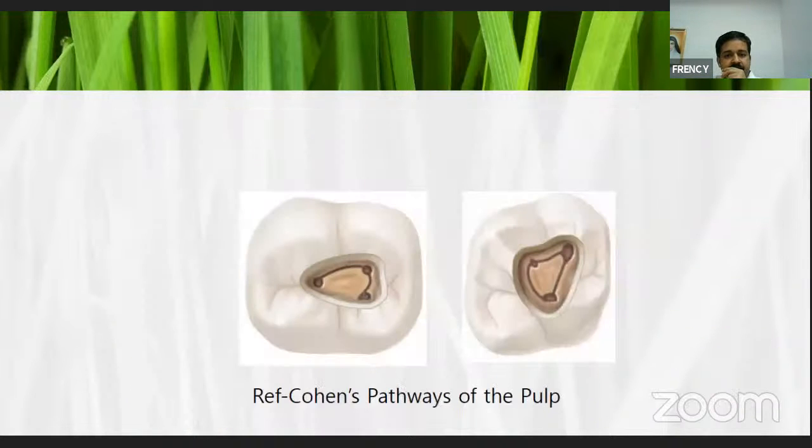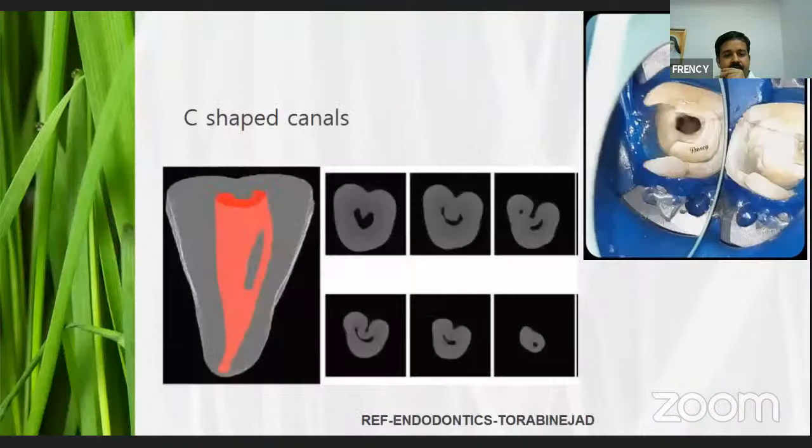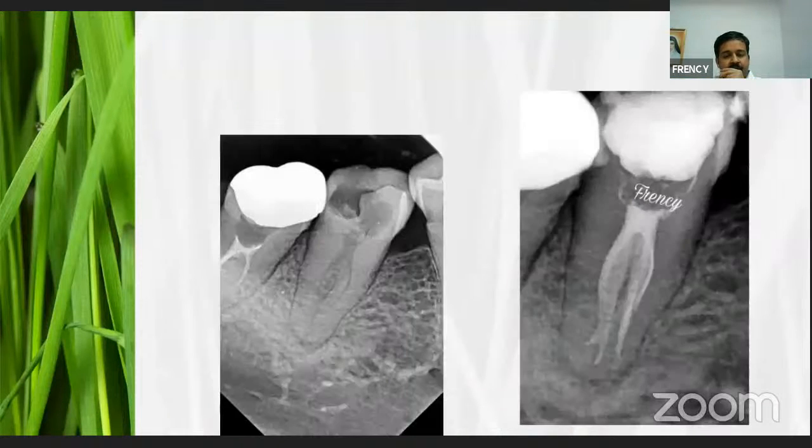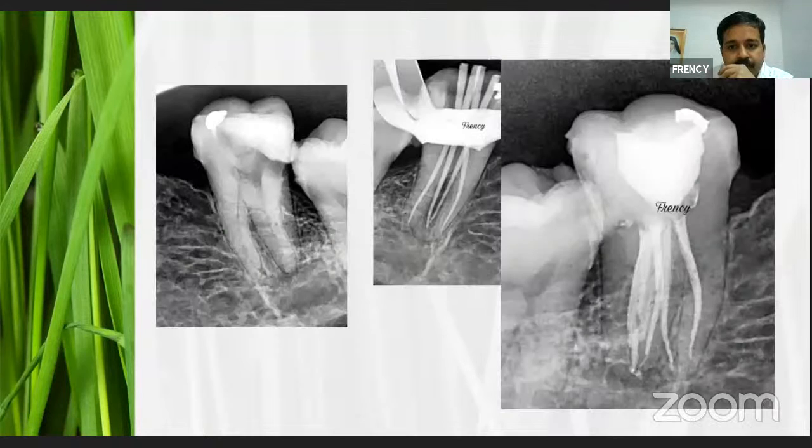Then C-shaped canals. These are some of the CT pictures that show the C-shaped canal. You can see the anatomical complexities. With a C-shaped canal, you have to rely much more on irrigation. This is also a C-shaped canal.